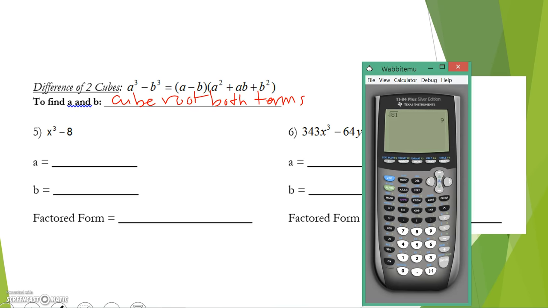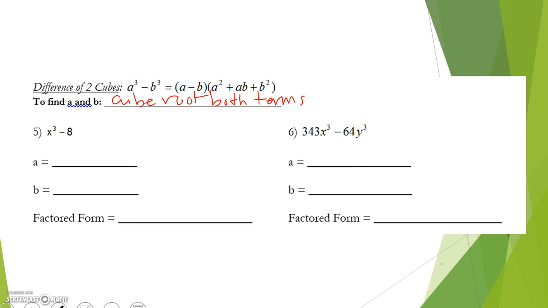So if I want to find the cube root of like that first problem, 8, what you do is you hit math 4. So math is below the green button, and then you should see the cube root there, number 4. And now I plug in 8, and I get 2. All right, so you cube root both of them. So we already cube rooted the 8, so the b is 2. The cube root of x cubed is just x.